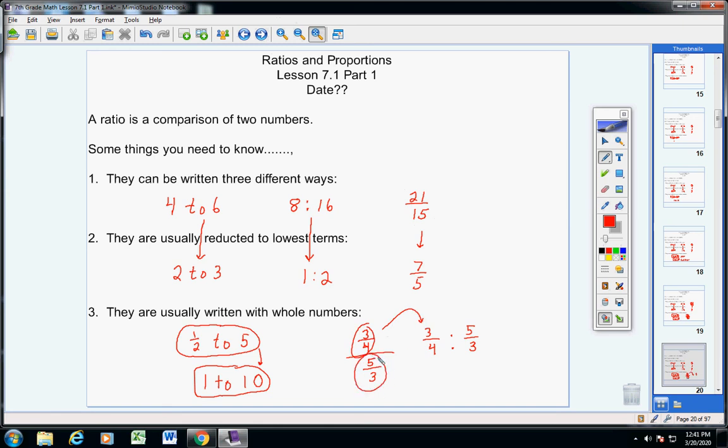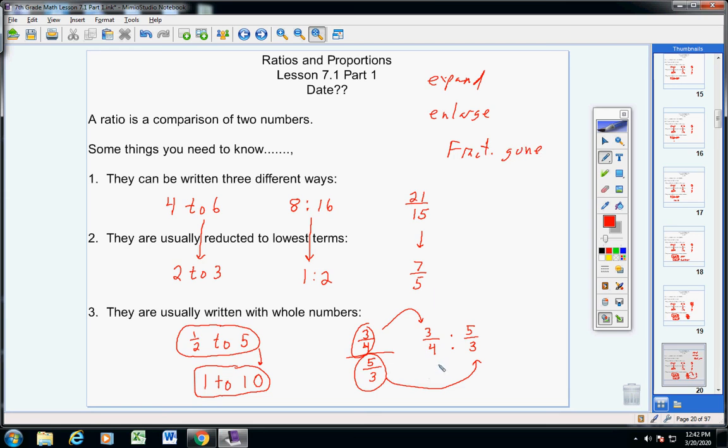Take good notes of this, guys. Write all this stuff down. Okay, here's your 5/3 here. Now I want to expand or enlarge my ratio so that the fractions are gone.